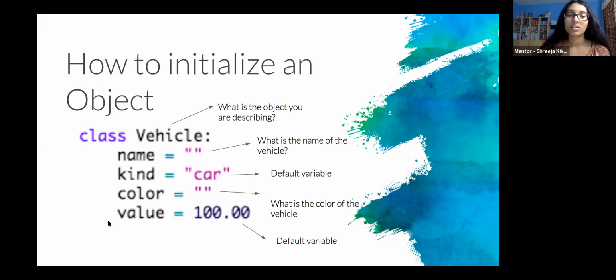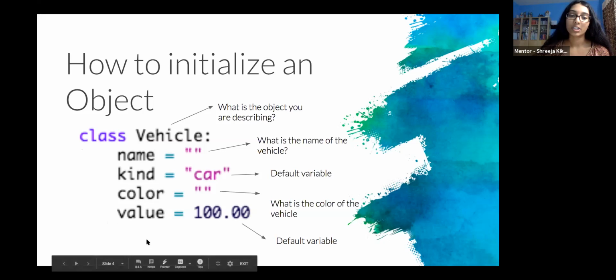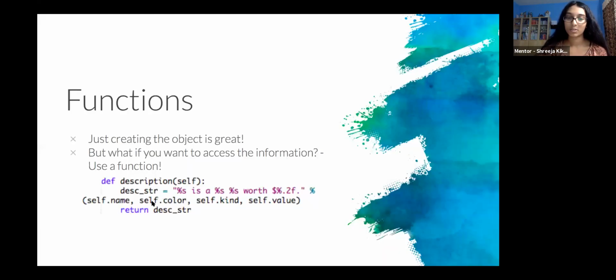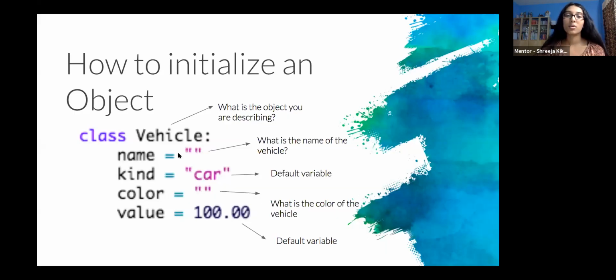So over here, you'll also see name, kind, color, and value. Just look at the left side for now. Don't think about the right side. So name, kind, color, value, all of these things are characteristics of the object. So once again, the object is the vehicle and the characteristics are name, kind, color, and value. Oh, sorry. So now we're gonna go into defining them.